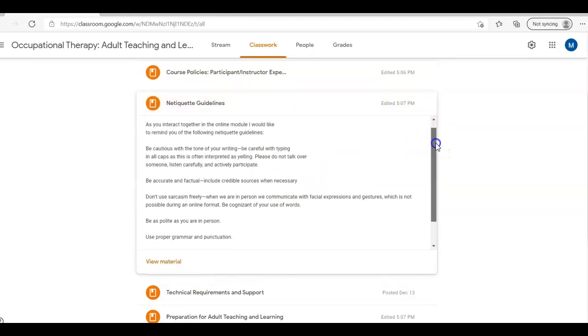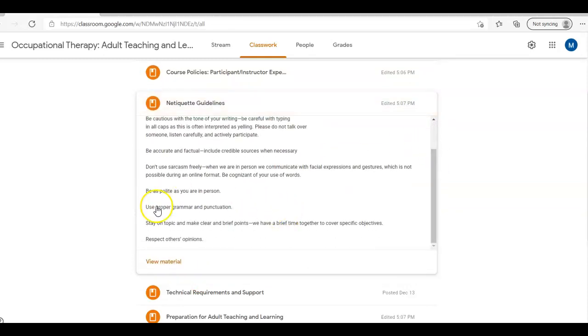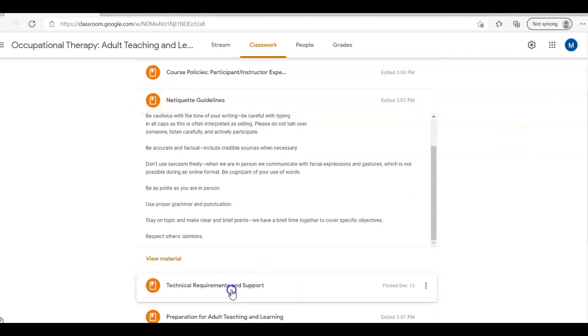Netiquette guidelines, I won't read through every one of these, but I do want to draw your attention to one right here. Stay on topic and make clear and brief points. We don't have a very long time together. We have about 60 to 90 minutes together, and I want to make sure during this time that we stay focused so we're able to meet the objectives.